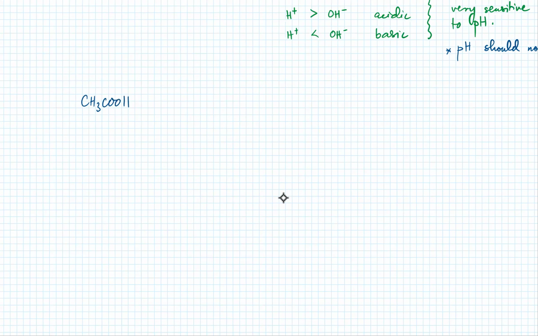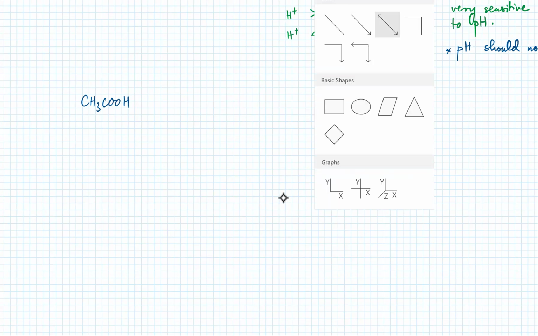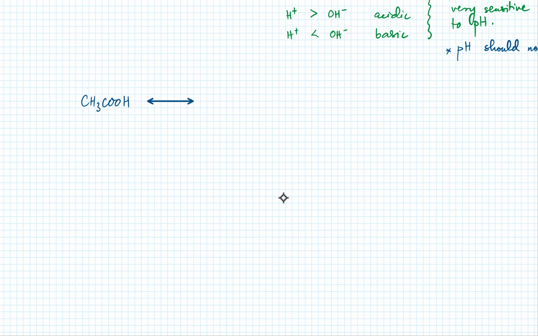So if I take ethanoic acid, it dissociates. Naturally, it's going to produce its conjugate base, which is CH3COO minus ions. So this is my weak acid, and that's the corresponding conjugate base.